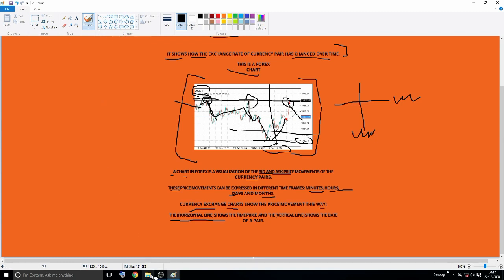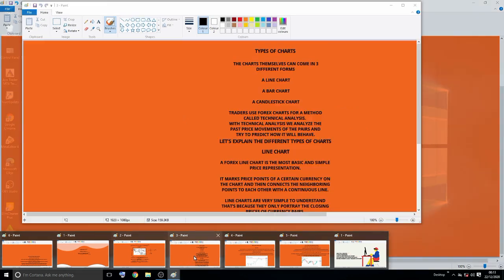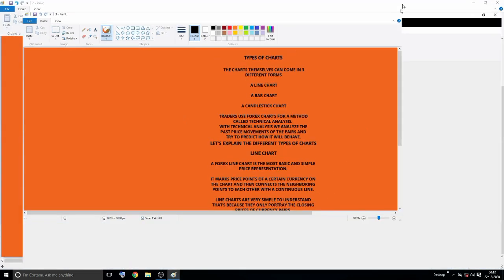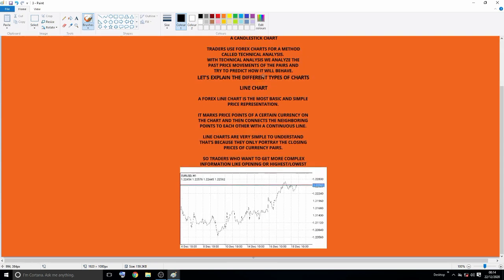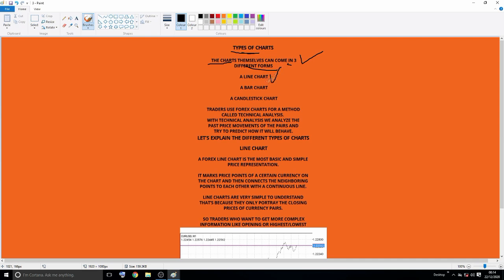So let's continue. I hope now you have an idea of what a chart is and what it is used for, what it shows, and how you can trade the chart. So we have three different types of charts. It says here, type of chart. The charts themselves can come in three different forms. We have a line chart, a bar chart, and a candlestick chart.